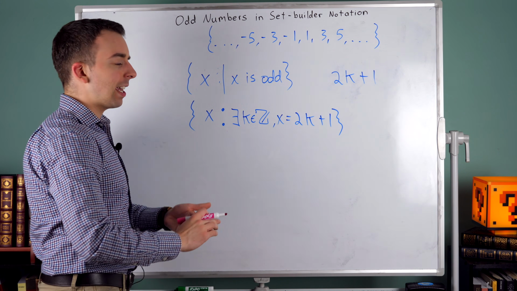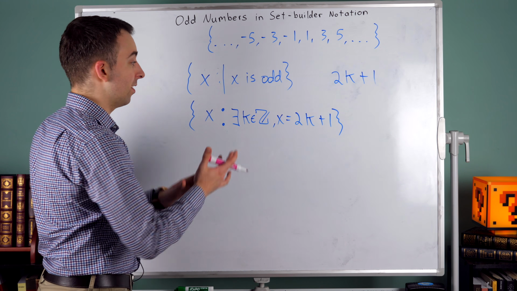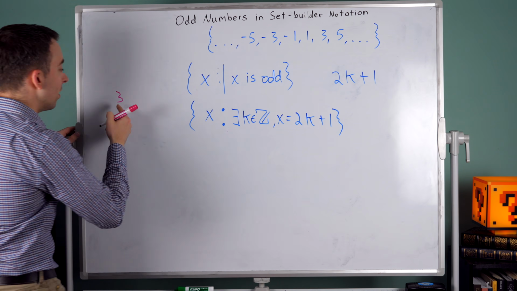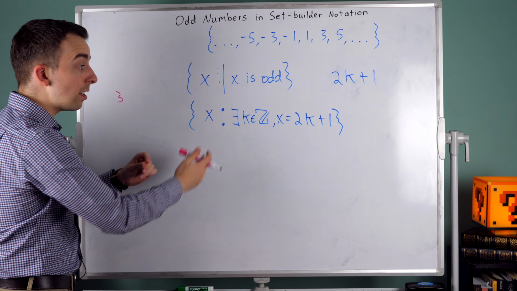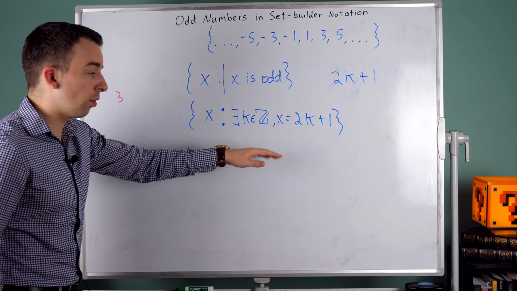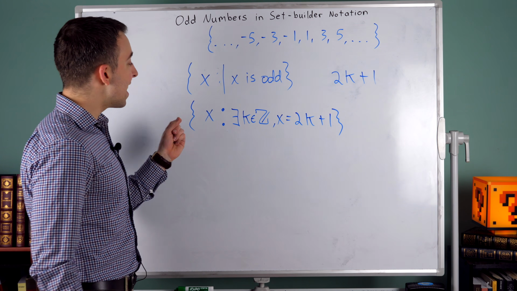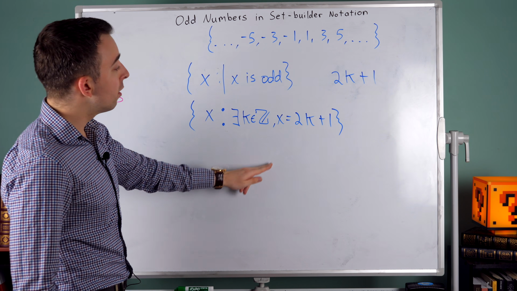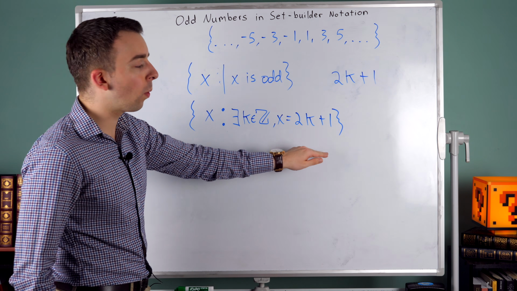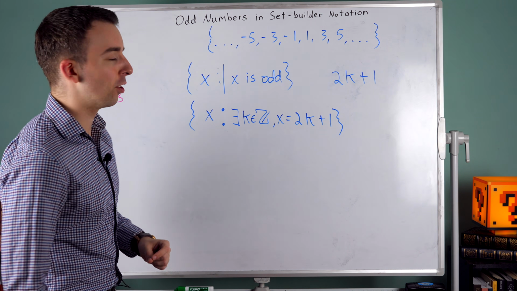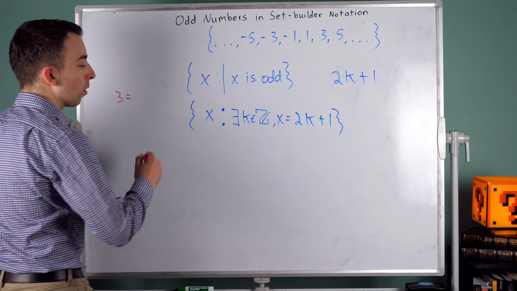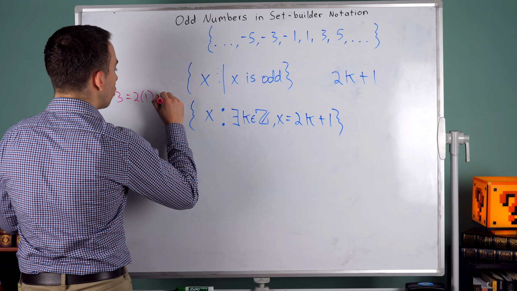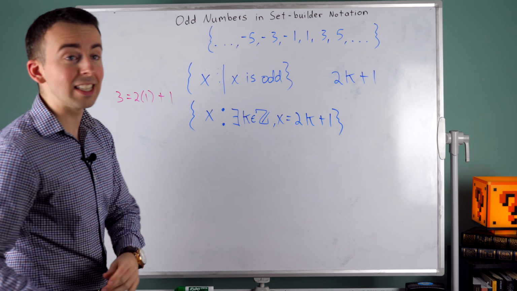So let's just check if some odd numbers that should be in this set are in this set based on how we've described it. What about the odd number 3? 3 should be in the set. By definition of how we've defined the set, 3 will be in the set if there exists an integer so that 3 is 1 more than 2 times that integer. In this case, that integer is 1. 3 is 1 more than 2 times 1. So you can see how that works.